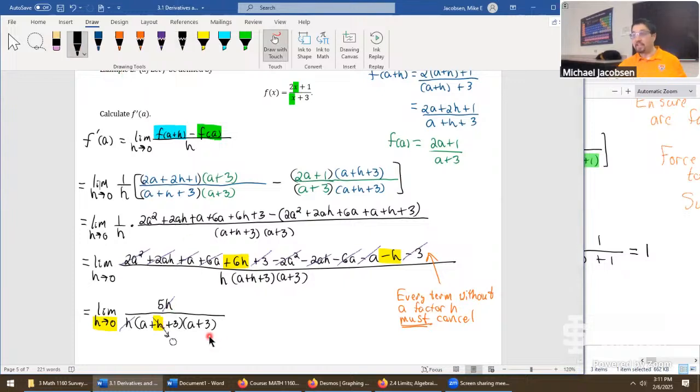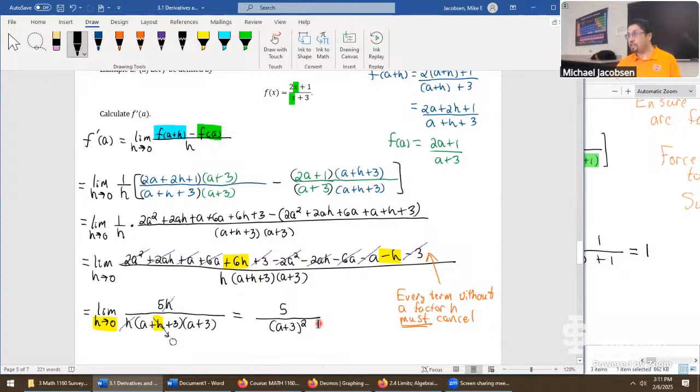We copy in just everything that's left, which is 5 over, well, it's a plus 0 plus 3 times a plus 3. Really, we could just call this whole thing a plus 3 squared. Easiest way to type it in, easiest way to write it. That's just because there's two factors of the a plus 3 that emerged.